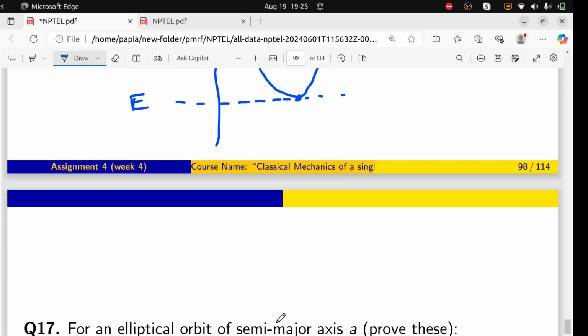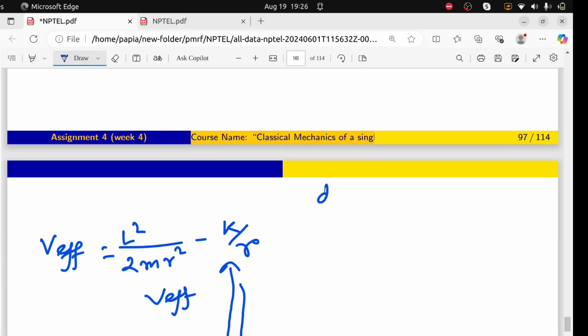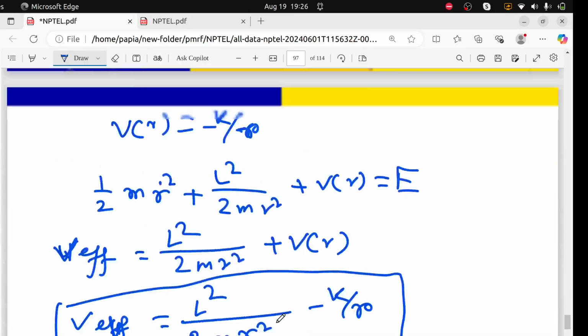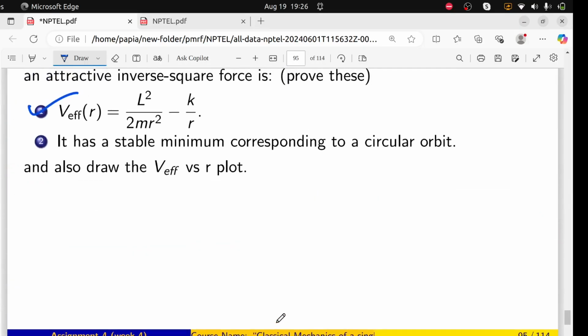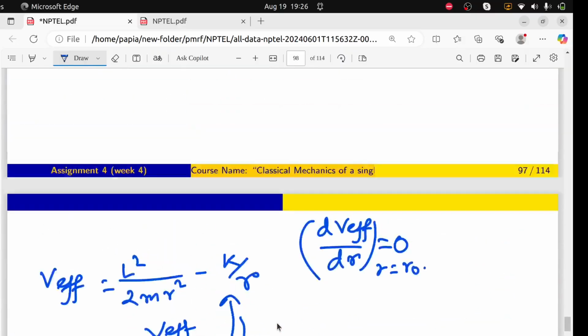So how to get the minimum potential? Just simply dV effective by dr equals to 0. This point will give me r equals to r0, that will give me the minimum potential. And what was the question? It has also the stable minimum corresponding to a circle. Yes, we can see from the plot that it is a stable minimum.